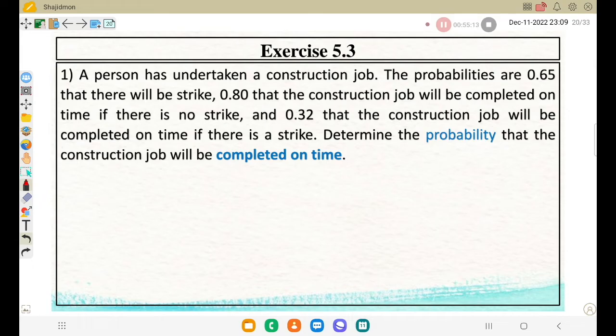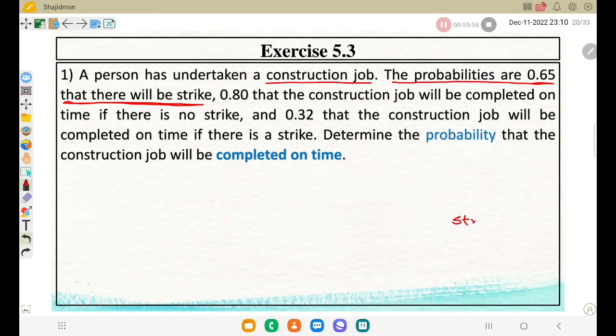You can see question number 1: a person has undertaken a construction job. He is doing one construction job. Now what happened? The probability is 0.65 that there will be a strike. So at a construction site, sometimes workers will not come. They are having some strike, correct? They are not coming to the construction site, so the job will be delayed. What is the probability of a strike? 0.65.